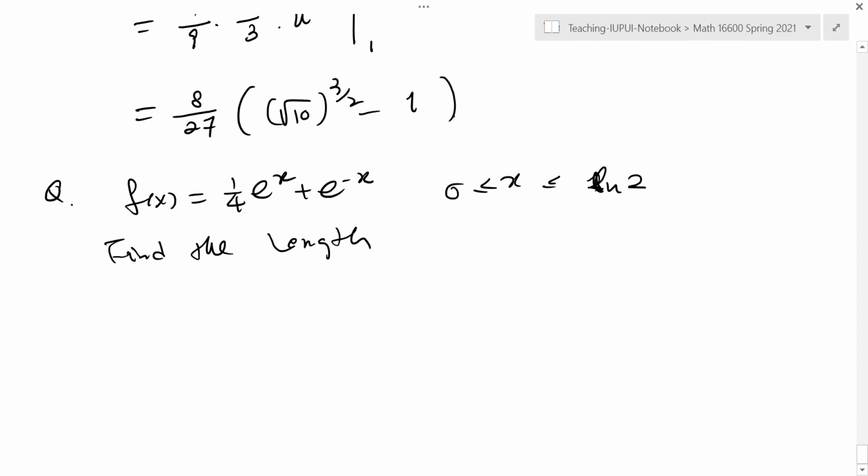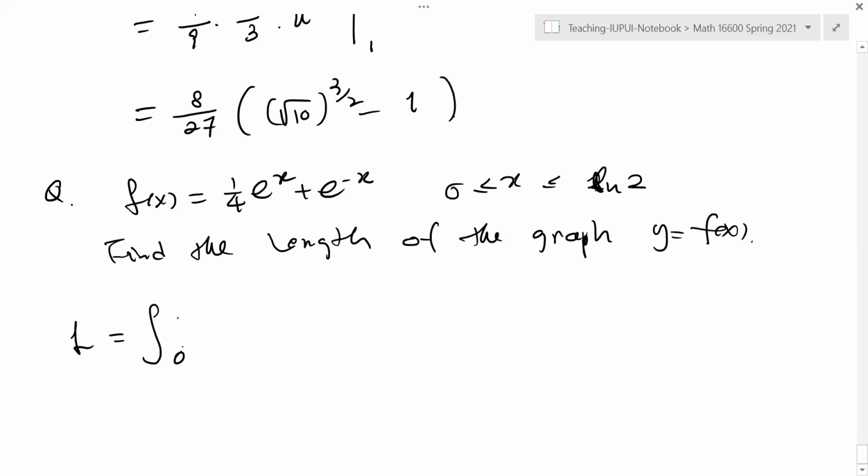The area is much easier, so I'm not going to find the area, just find the length of the graph y equals f of x. We don't need to sketch the graph, it's not necessary. All you have to do is write down step 1. Write down the formula you can use.